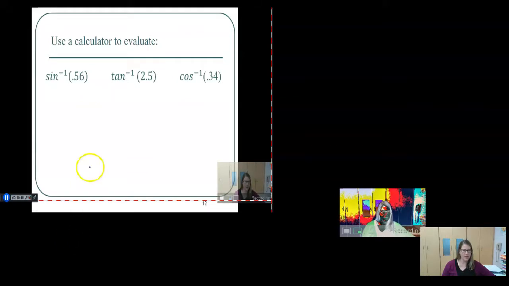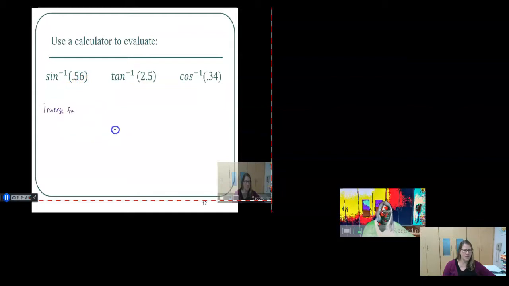So on your calculator, above the regular sin, tan, cos, there is a little sin minus 1, or tan minus 1, or cosine minus 1. So that does not mean sine raised to the power of -1. It actually just means that sine inverse, this is the inverse function for sine.